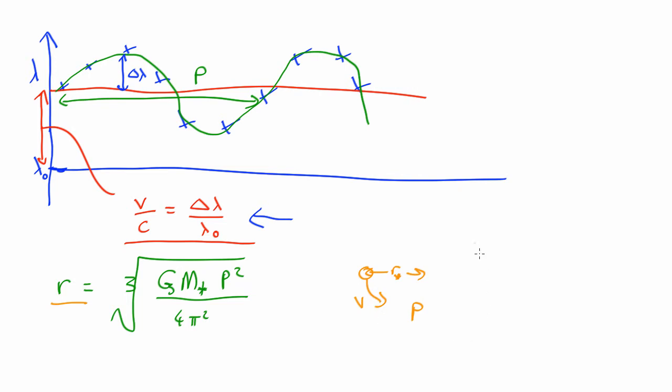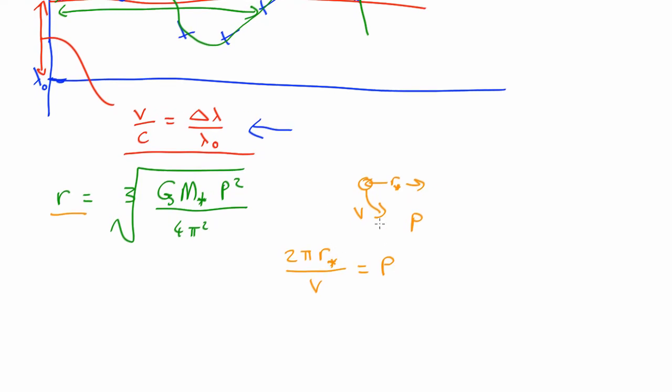Now the period is just how long it takes to go all the way around, and so that's going to be the distance, which is the circumference of that circle, 2 pi r star, divided by the velocity. That equals the period. That's just the definition: distance divided by speed gives you how long it's going to take. So that means that r star, the reflex motion radius of the star, is going to be the period times the velocity, which we've just measured using the Doppler effect from this, all over 2 pi.